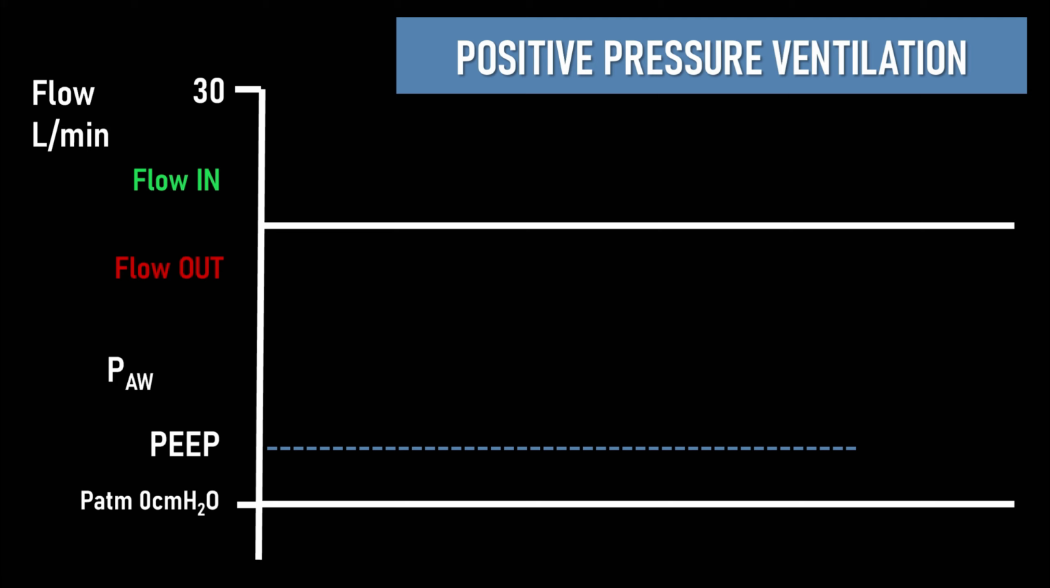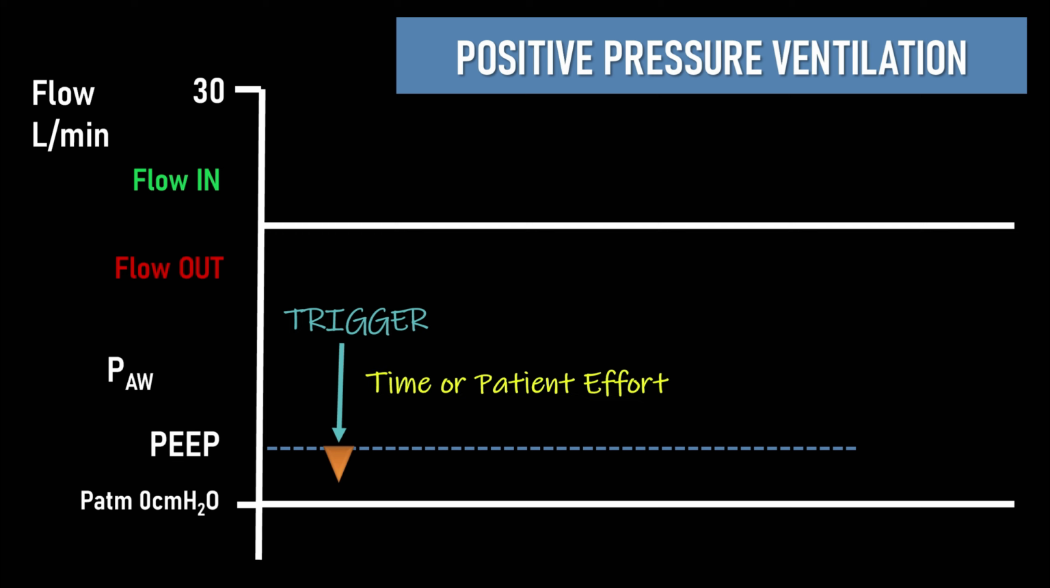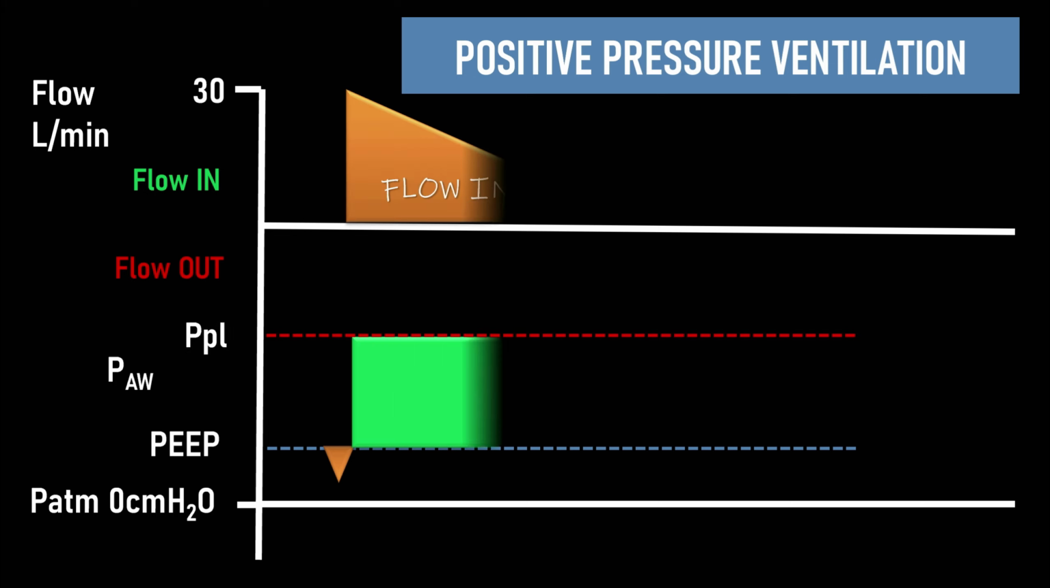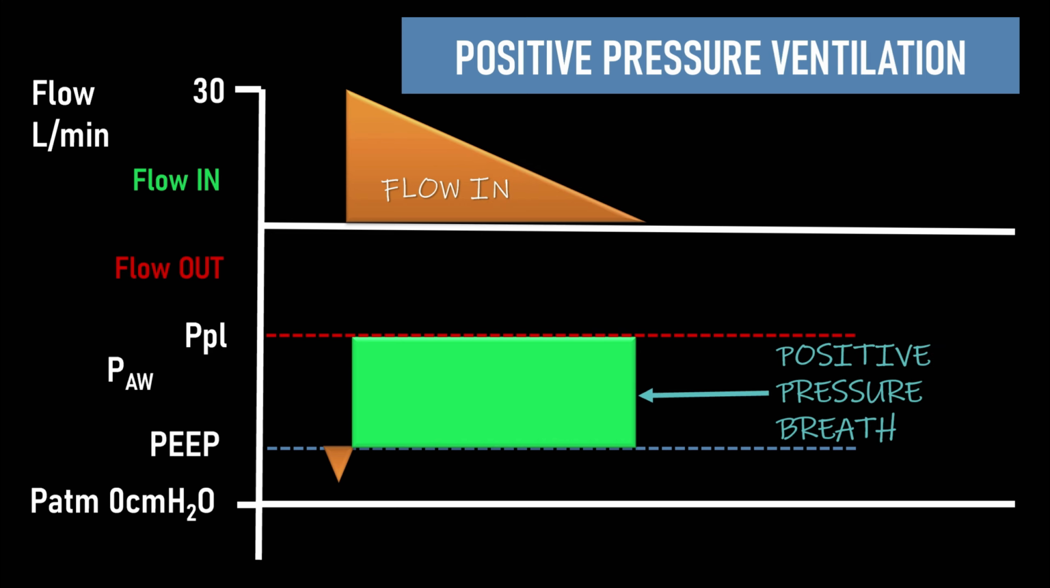Next, the machine needs to know when to give the patient a breath, and we use the term trigger to describe this. There are only 2 ways that this can occur. Either the ventilator is programmed to give a breath at a specific time interval, a mandatory breath, or the patient takes a breath themselves, triggering a breath from the machine. We are going to give this patient an assisted pressure limited breath, so we set the inspiratory pressure level above PEEP. The breath is delivered after triggering, and the gas flows into the lungs.